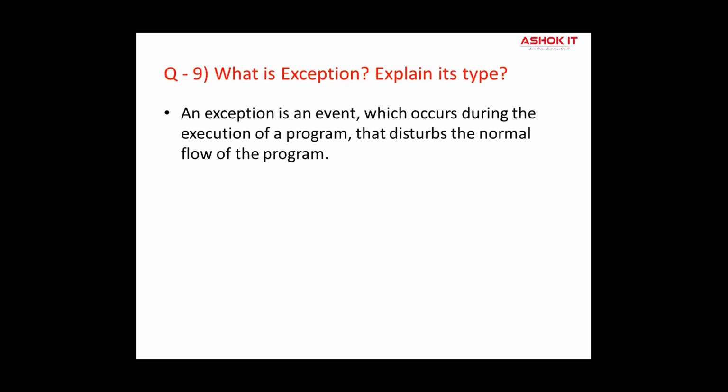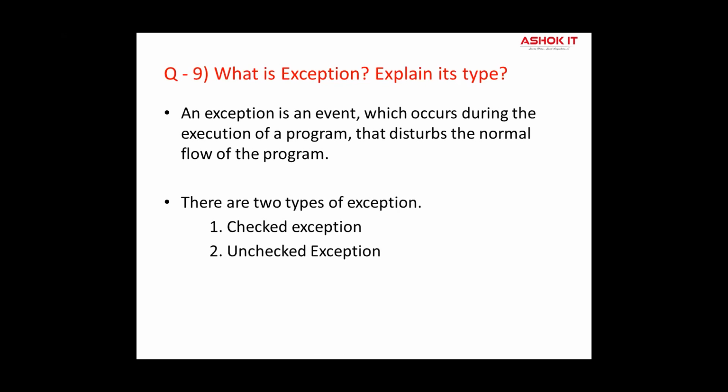There are two types of exceptions: checked exception and unchecked exception. Checked exceptions are also called compile time exceptions, and they are checked by the compiler at compile time only. Then the programmer is prompted to handle this type of exception. If you take one example, trying to open a file that does not exist will throw a FileNotFoundException. Second type, runtime exception.